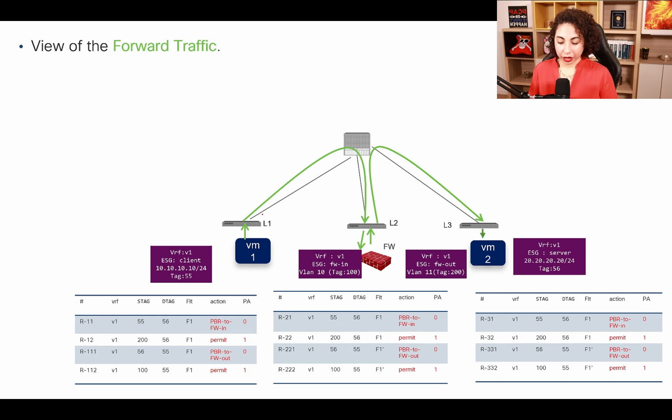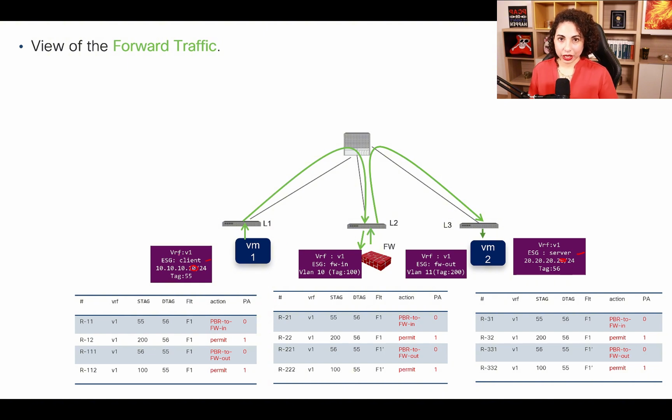So here we have our fabric with 3 leaves. It's a bit simplified compared to the previous slide. And we have just one service with one service endpoint being the firewall. We have just one VRF named V1, not being very creative this time. And we have 2 classic ESGs, one ESG named client and one ESG named server. In the configuration, we are going to match on connected subnets on 10.10.0.0/24 to put them into the tag 55, and the same here, 0/24, to put them into the tag 56, which corresponds to the ESG server.